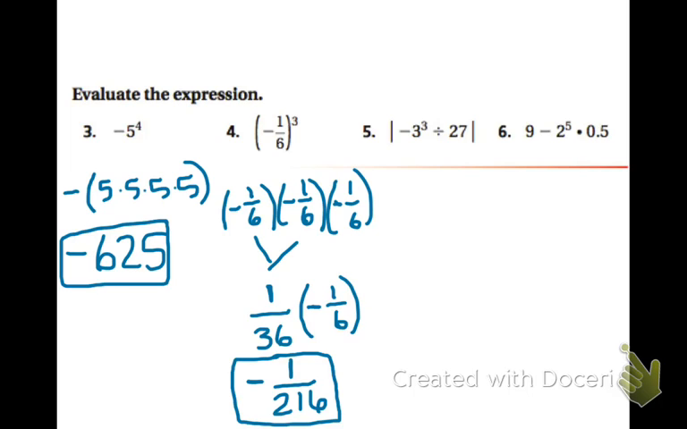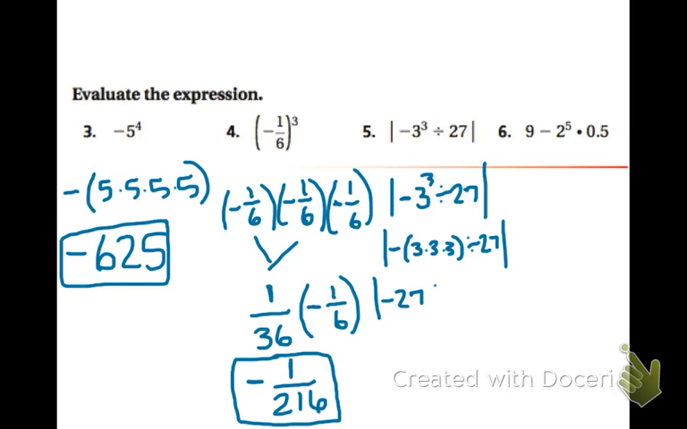And number 5, hopefully you recalled that those symbols that we see indicate the absolute value. So we'll keep those until the end. We're looking for the absolute value of the opposite of 3 cubed divided by 27. So we have 3 as the base, repeated 3 times. So the opposite of that is negative 27. So we get a negative 1. Remember, absolute value symbols tell you distance from 0. How far away from 0 is negative 1? It is 1 unit.